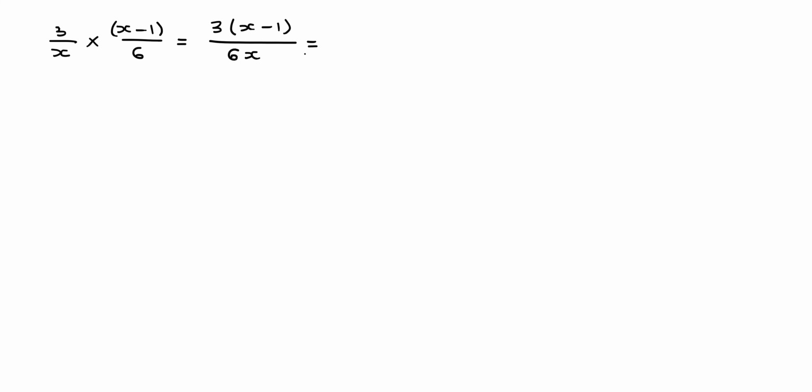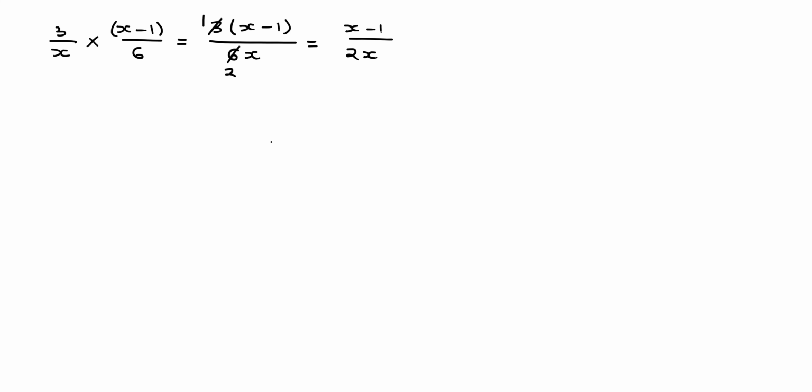Now you know here that this 3 and this 6 can be cancelled together. So 3 times 1 is 3, 3 times 2 is 6. So your answer for this question is x minus 1 over 2x. That's the answer for this question.